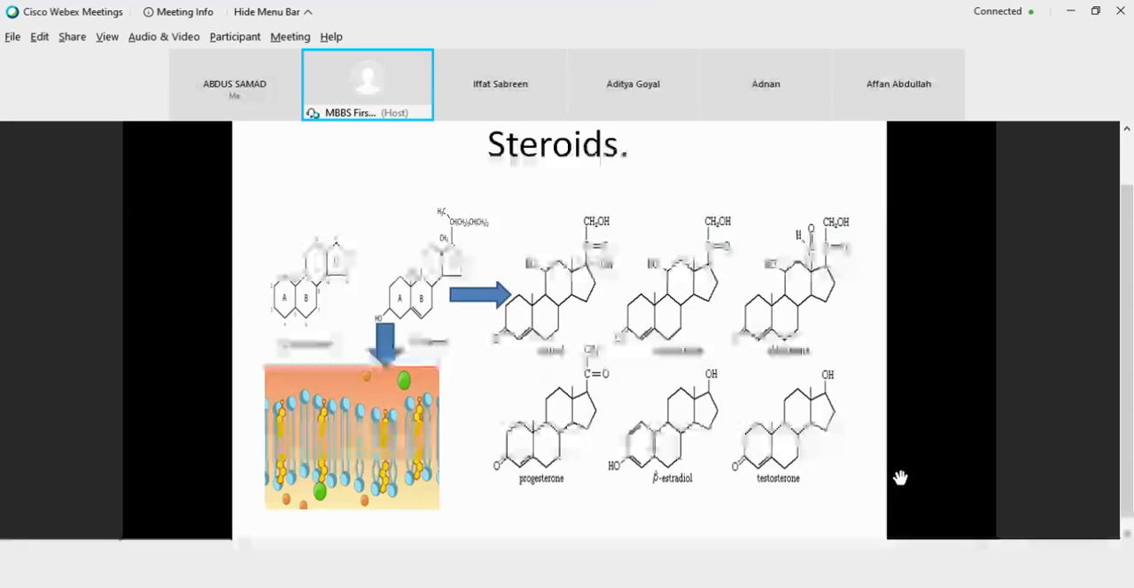Then we have a double bond between carbon number 5 and 6, and then you have a carbon chain at position 17. This makes the structure of cholesterol.